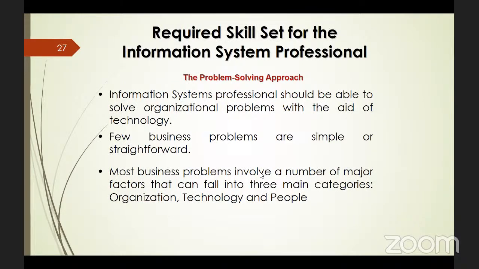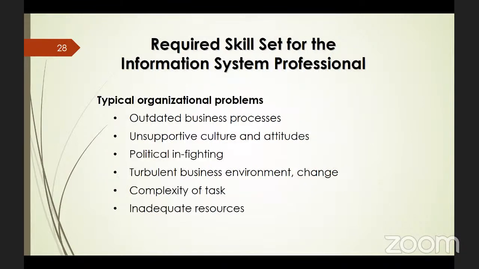And so we're going to be talking about how to help information systems not only solve the technical problems, but the people problems and the organizational problems. So the IS professional is going to look at organizational problems because few business problems are actually straightforward. And as I just said, 3 main categories: organization, technology, and people. A lot of the techie people among you are thinking, yeah, once you solve the tech, everything is fine. No, guys. People and organization actually can be harder to solve than techie problems.